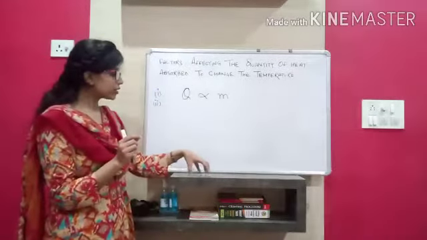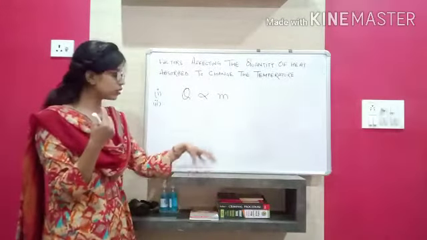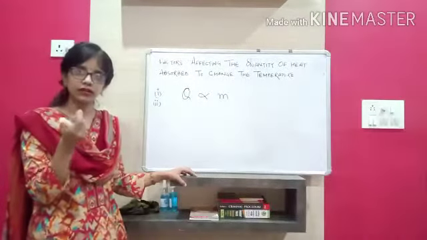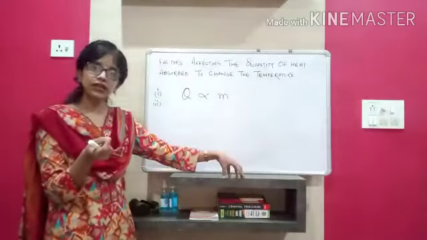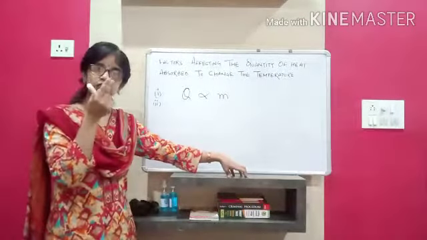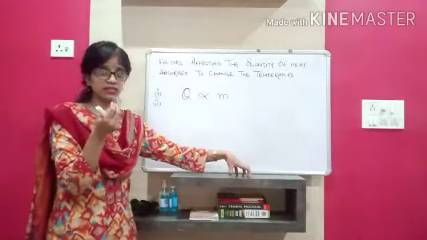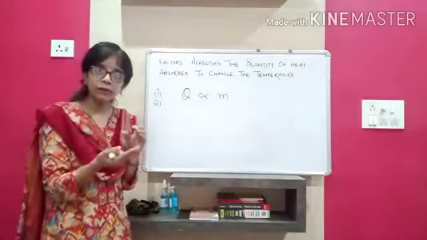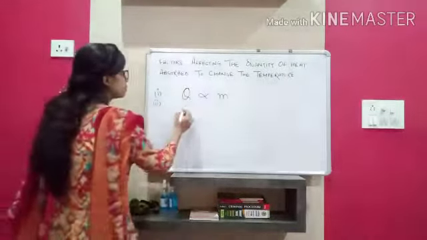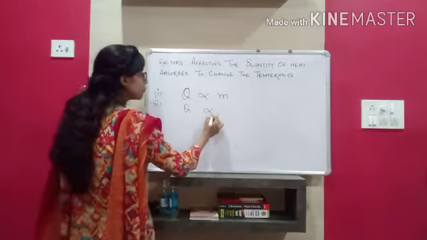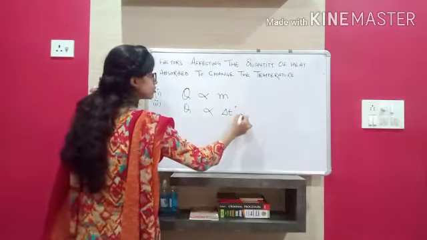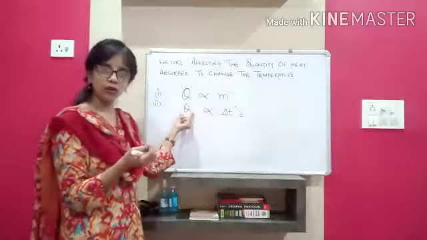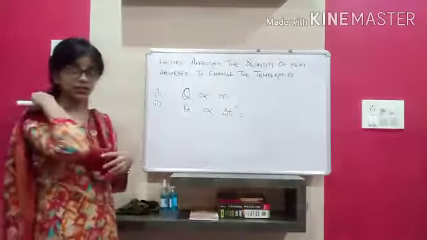Now if I want to raise the temperature of the first cup by 1 degree Celsius only and the other cup by 2 degrees Celsius, in which cup do I have to give more heat? Of course the second cup, because here I want to change the temperature more, by 2 degrees Celsius, and here by 1 degree Celsius. That means the amount of heat is directly proportional to the change in temperature. Correct? More change in temperature, more heat is required. Is it clear? I hope it is clear.